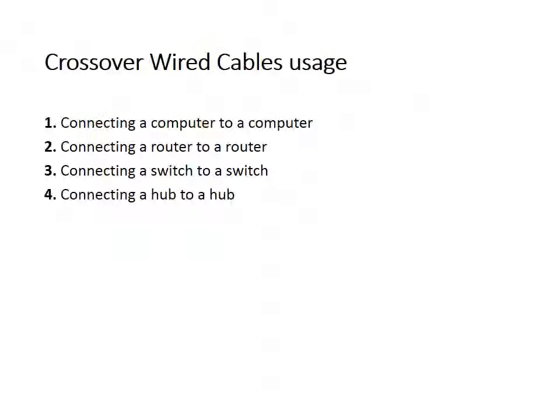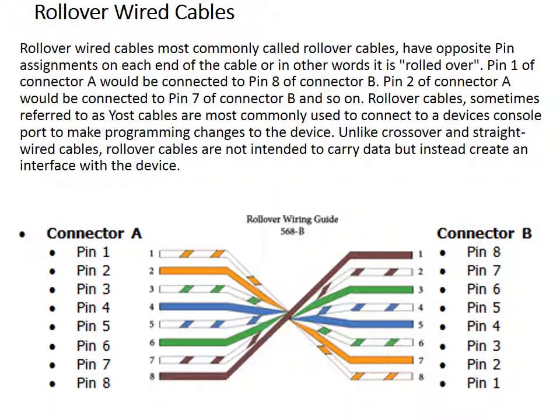Crossover wired cables usage. Rollover wired cables, most commonly called rollover cables, have opposite pin assignments on each end of the cable, or in other words it is rolled over. Pin 1 of connector A would be connected to pin 8 of connector B, pin 2 of connector A would be connected to pin 7 of connector B, and so on. Rollover cables, sometimes referred to as Yost cables, are most commonly used to connect to a device's console port to make programming changes to the device. Unlike crossover and straight wired cables, rollover cables are not intended to carry data but instead create an interface with the device.